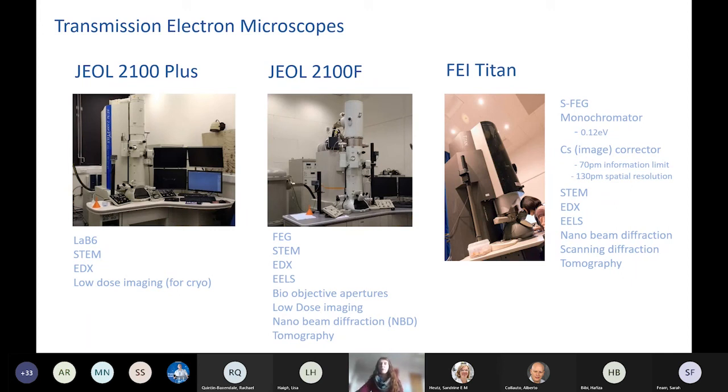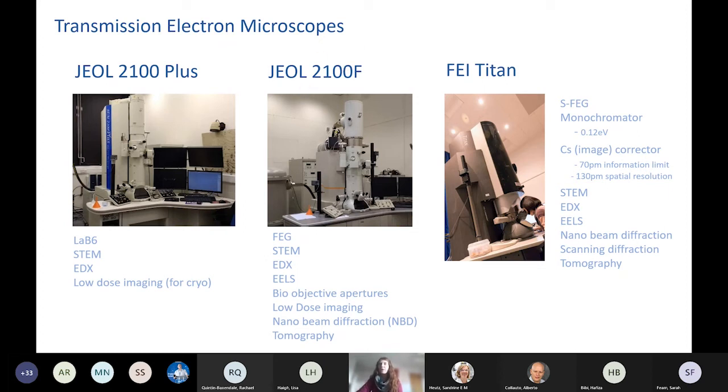We do some cryo work on the 2100 Plus. On the 2100F, we have EELS set up. And we also have particular apertures that can be used for doing bioimaging work, low-dose imaging. You can also do a little bit of nanobeam diffraction on that instrument and tomography. And then on the Titan, which is our upper-end instrument, we have a monochromator, which means that we can get energy resolutions down to about 0.1, 0.2 eV. That's in comparison with the 2100F, where you'd be talking about an energy resolution of about 1 eV.